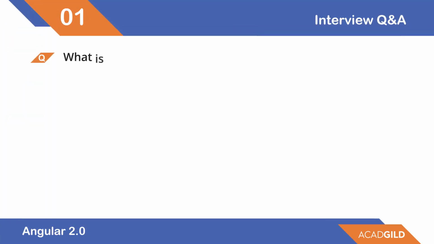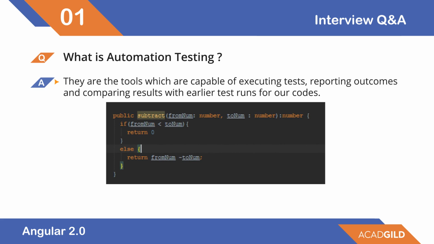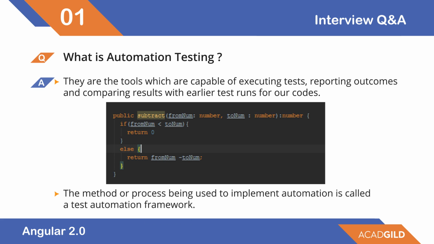What is automation testing? Automation testing is basically a practice of writing code to test our code and then run those tests in an automated manner. Imagine we have this function in our application. This is a simple subtract function which accepts two parameters. It has one condition: fromNum should not be less than toNum.